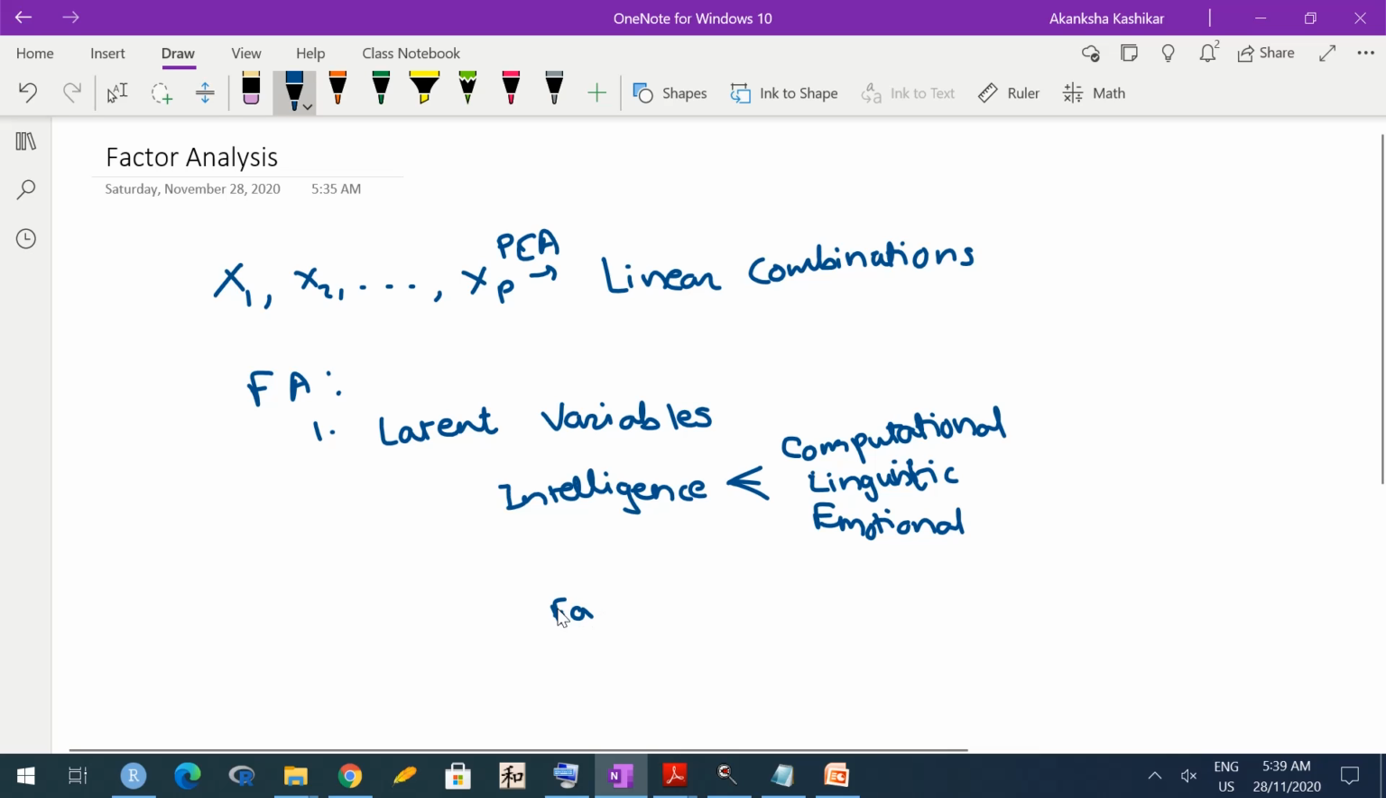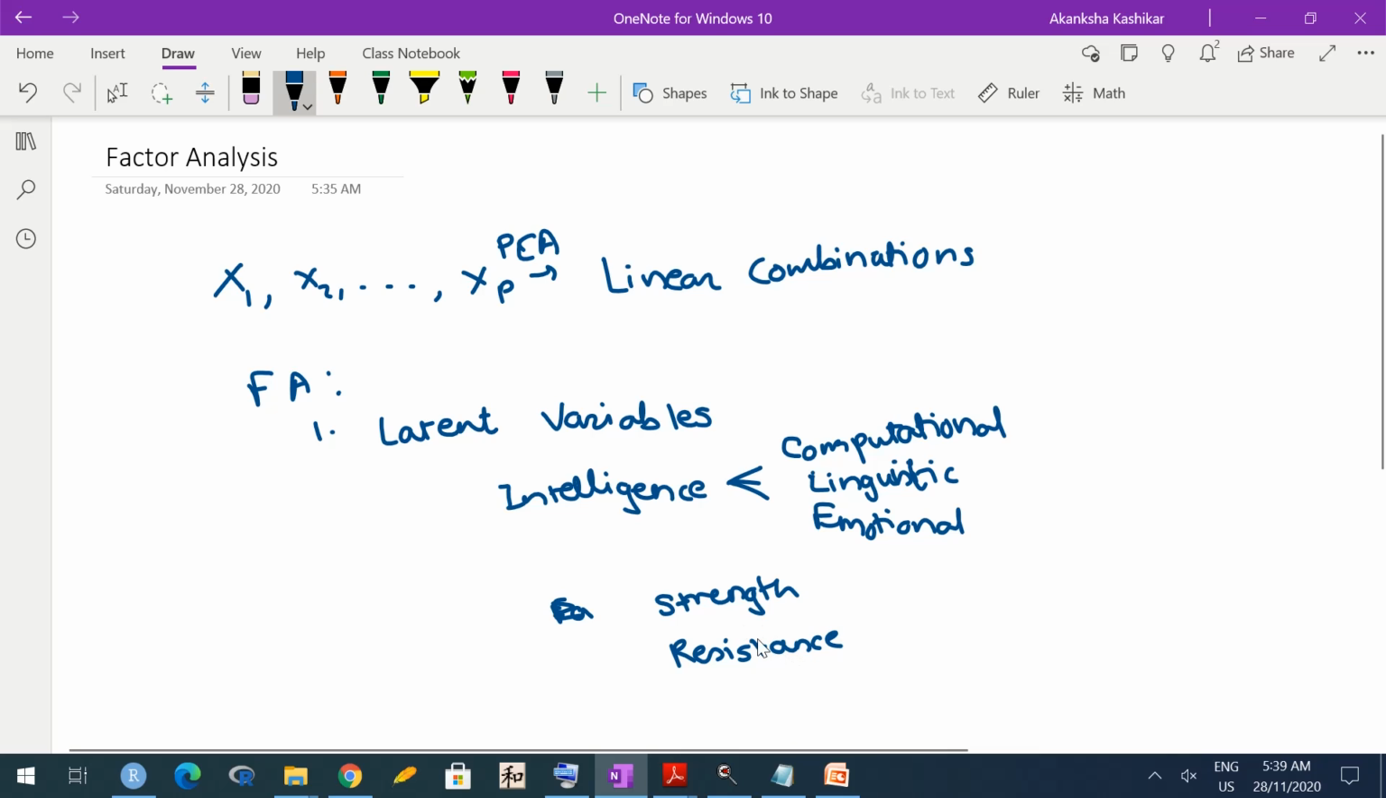Even in the case of other things, you can have say latent variables or factors like strength of a person. So what do you mean by strength? I mean, quantifying strength is difficult. You can't quantify it, you can't measure it directly. Okay. Or say resistance of a person, etc.